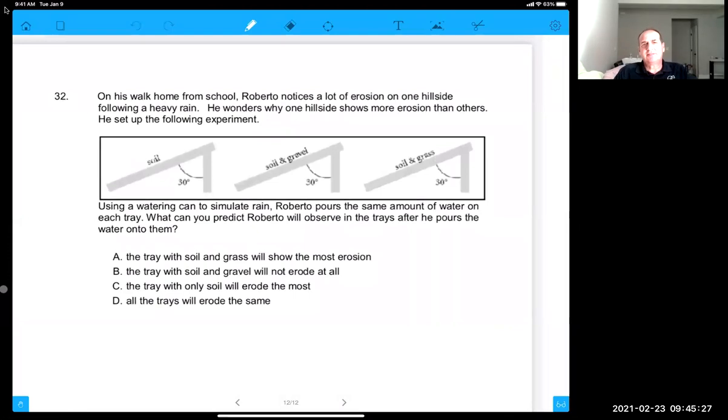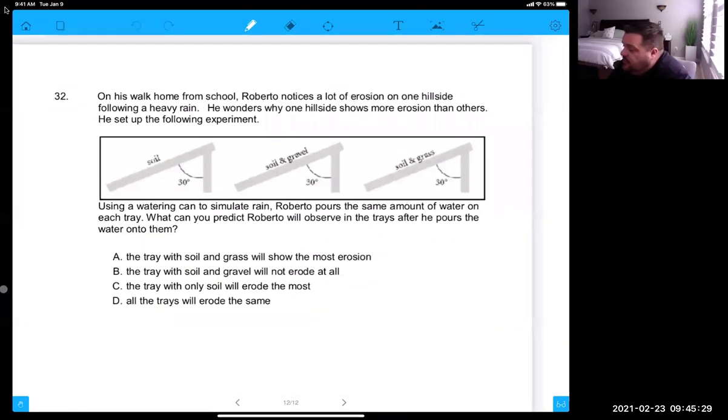On his walk home, Roberto notices a lot of erosion on the side of one hill following a heavy rain. He wonders why one hillside shows more erosion than others. He set up the following experiment using a watering can. Oh, I did this in 4th grade when I was a 4th grade teacher like 7 years ago. Using a watering can, Roberto pours the same amount of water on each tray. And what can you predict Roberto will observe when he pours the water onto them?